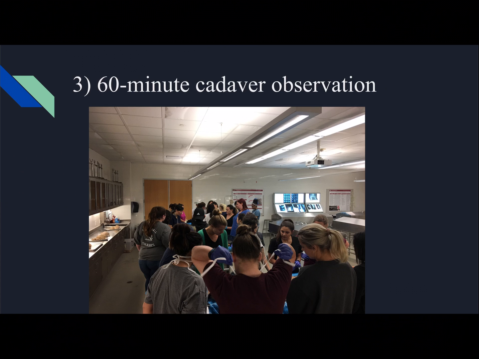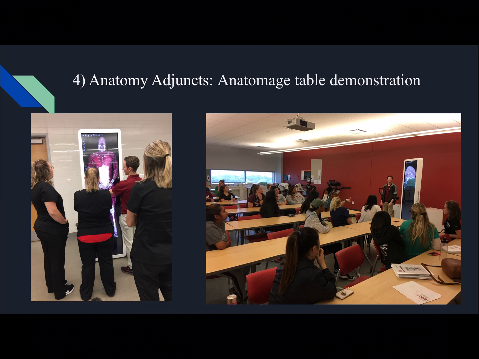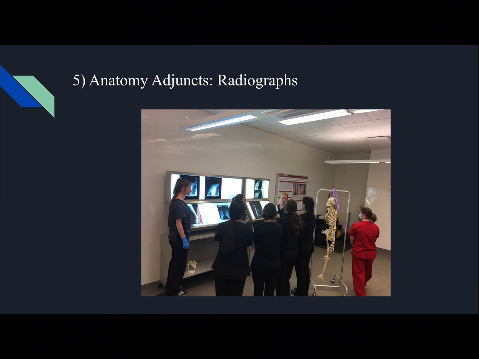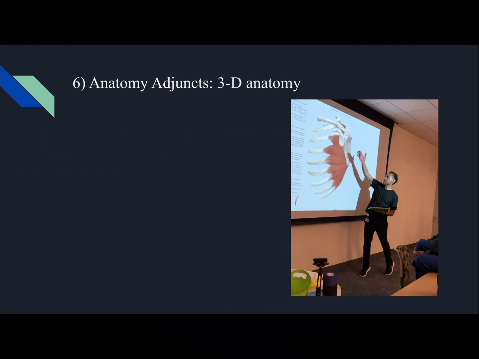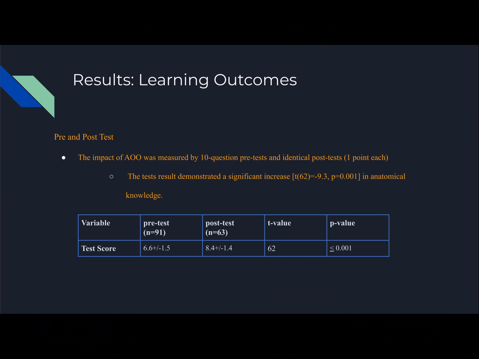After this, we divided the group into two different portions: the 60-minute cadaver observation, which was the main portion of this project, and smaller groups into the anatomy adjuncts. The anatomy adjuncts included the anatomage table demonstration, as you see in these pictures, the radiograph demonstrations, the 3D anatomy demonstrations, and all of this comes with Q&As from the students. They were allowed to ask their questions. They were allowed to explore and identify structures.